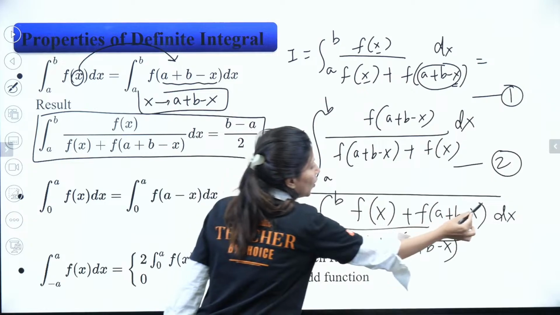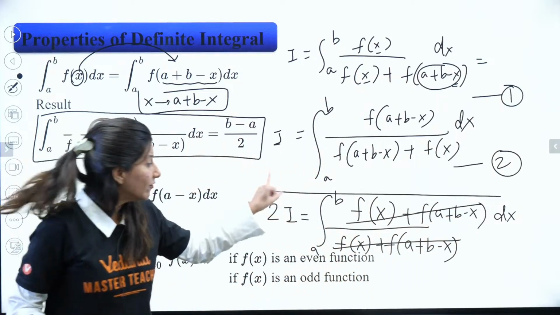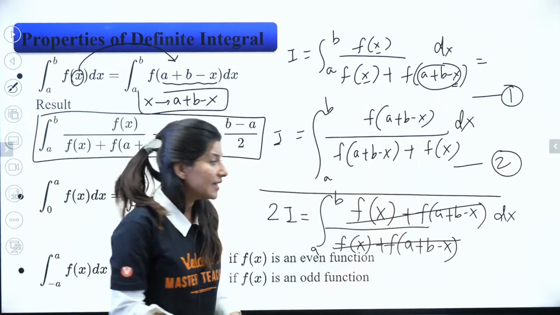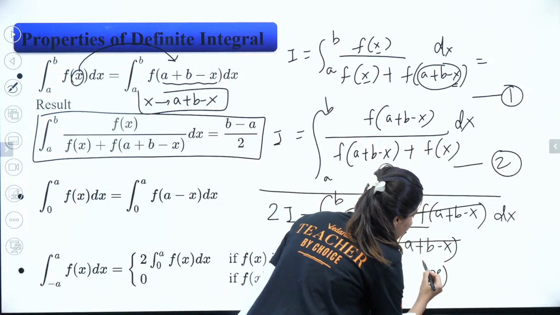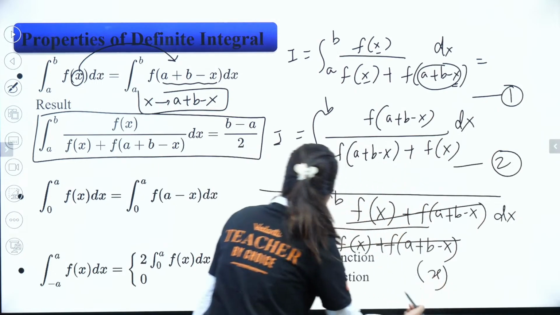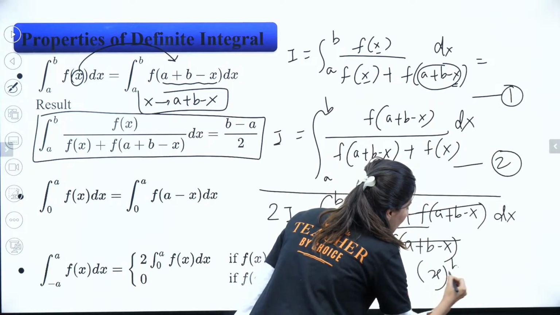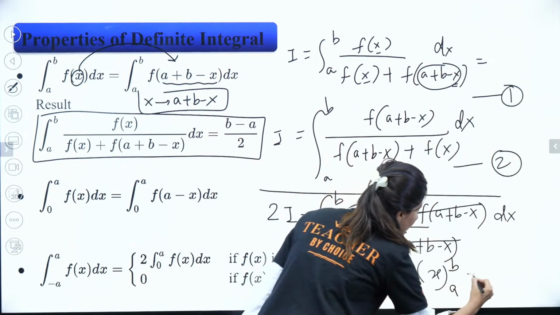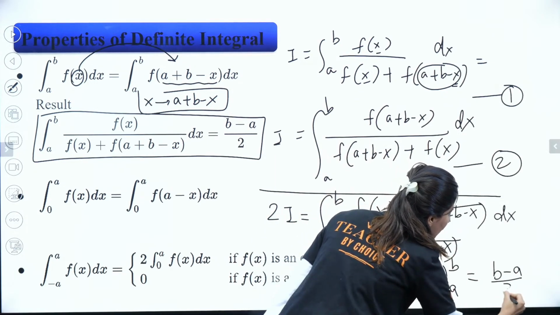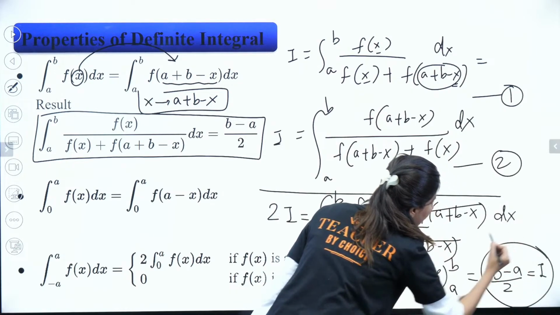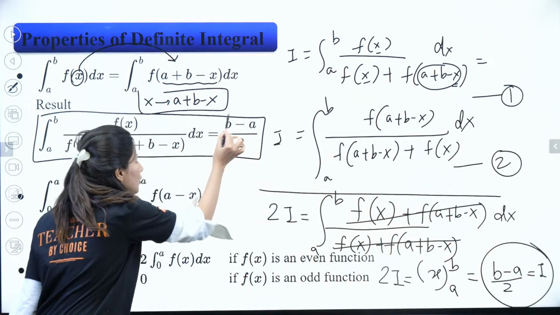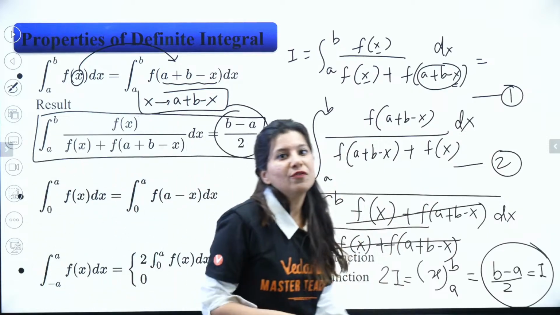Can you see? Both will get cancelled out. Only one will be there. Integral of 1 is what? So x, integral of 1 is x, upper and lower limit a to b, and this is your 2I. So this is b minus a upon 2 is your I. So b minus a upon 2 is your shortcut. This is the proof of the shortcut.